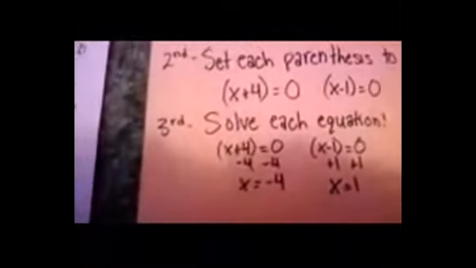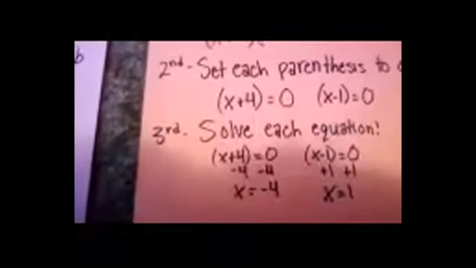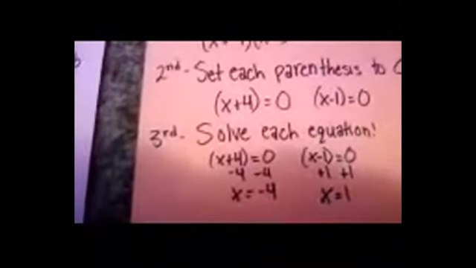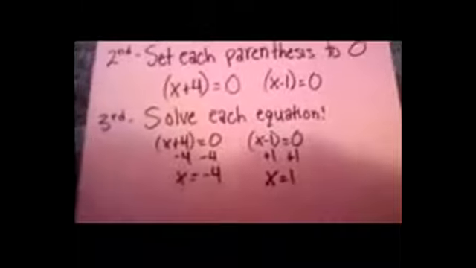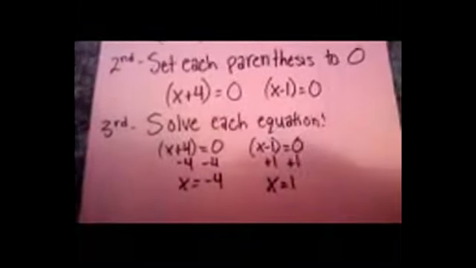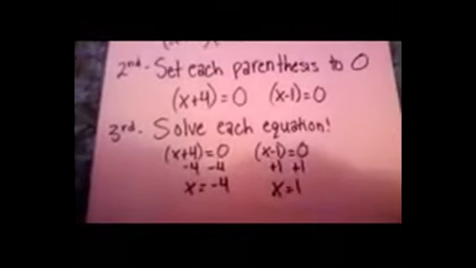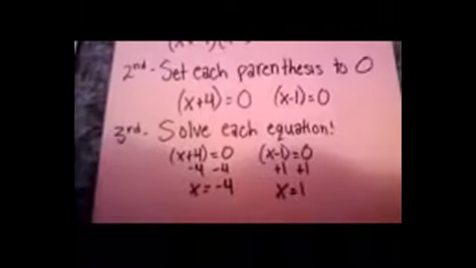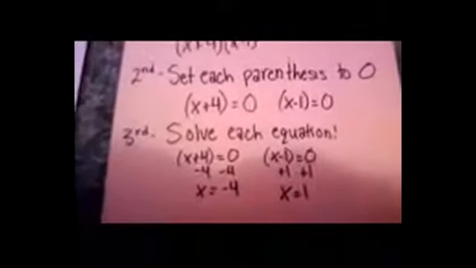So x plus 4 equals 0. You subtract 4 from both sides, leaving you with x equals negative 4. Then x minus 1 equals 0. Add 1 to both sides, so you get that x equals 1. So x equals negative 4 and 1.